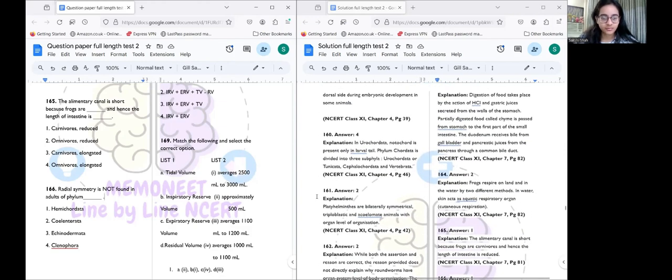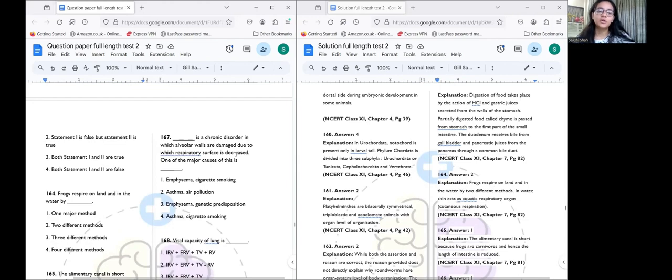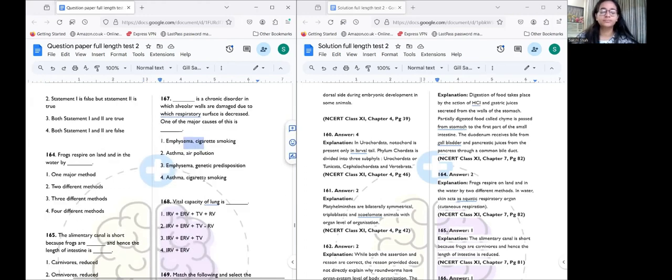For 167. Dash is a chronic disorder in which alveolar walls are damaged due to which respiratory surface decreases. Major causes. Okay. So anywhere where you see respiratory surfaces are decreased or anything related to alveolar damage, the answer has to be emphysema. Because in emphysema, what are the main clinical features? Alveolar walls are damaged. That is why respiratory surface area is decreased. And it's a chronic disorder. Why does this happen? If I smoke a cigarette once, is it going to happen? No. But if I'm a chronic smoker, yes, it will happen. Cigarette smoking is the main cause. So the answer is 1, which is emphysema and cigarette smoking.